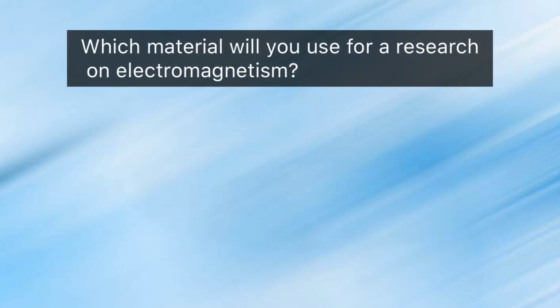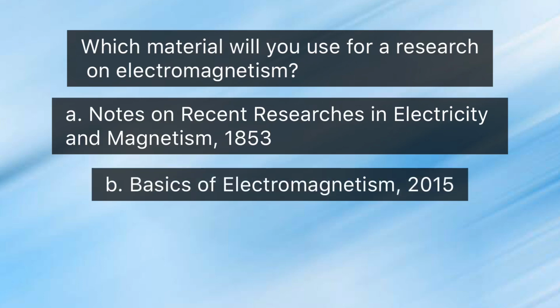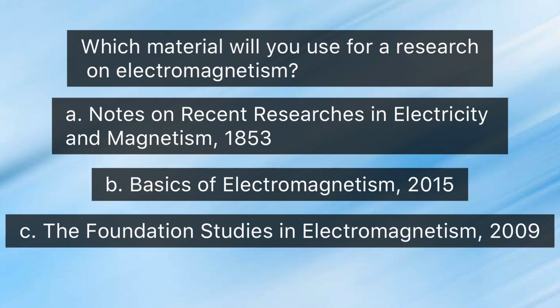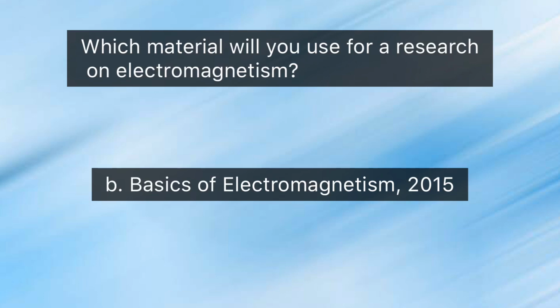Now let's check for currency. Which material will you use for research on electromagnetism? A. Notes on Recent Researches in Electricity and Magnetism, 1853. B. Basics of Electromagnetism, 2015. C. Foundation of Studies in Electromagnetism, 2009. Or D. Fundamentals of Physics, 2013. If your answer is B, you are correct. Among the choices, letter B has the most recent publication date, which is 2015.